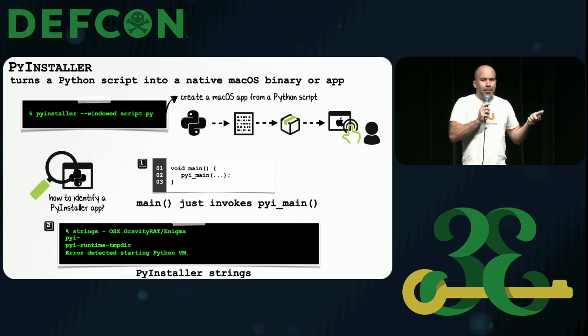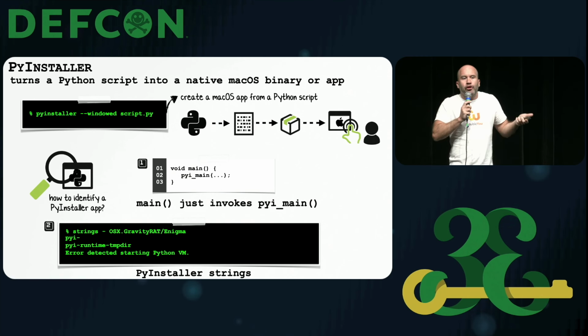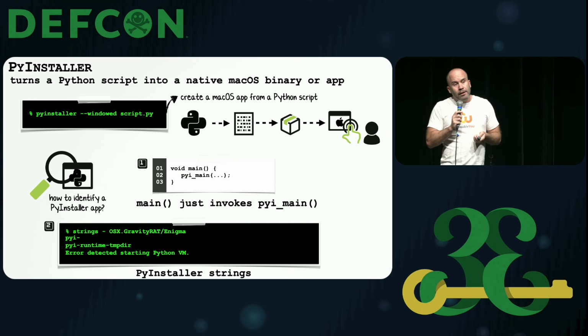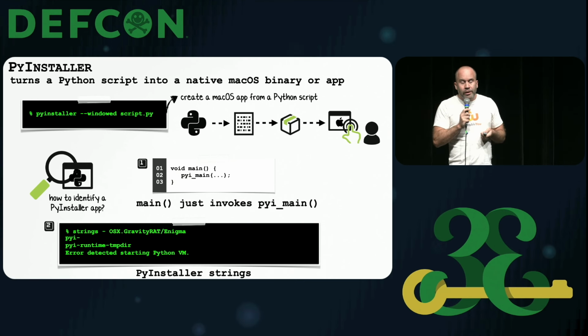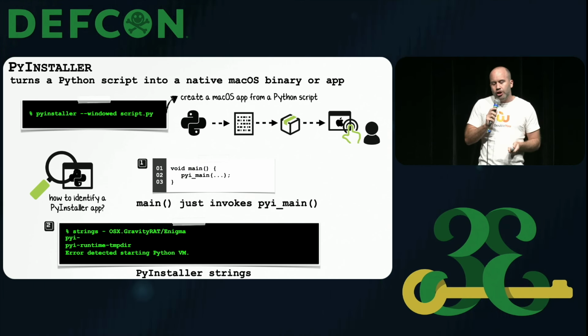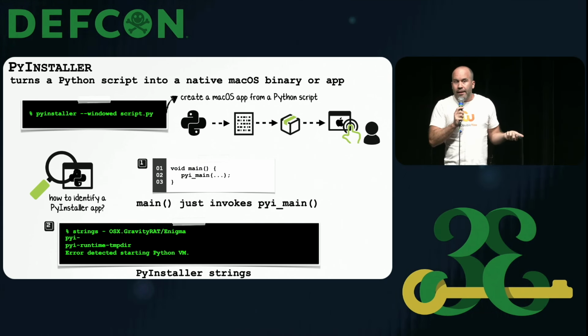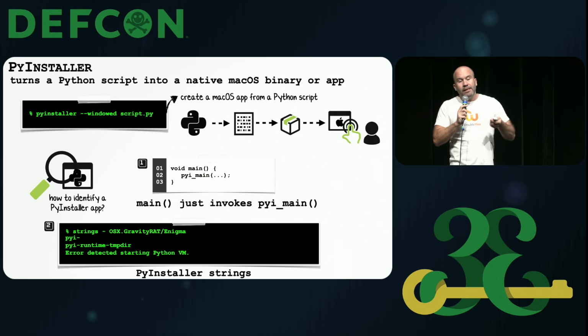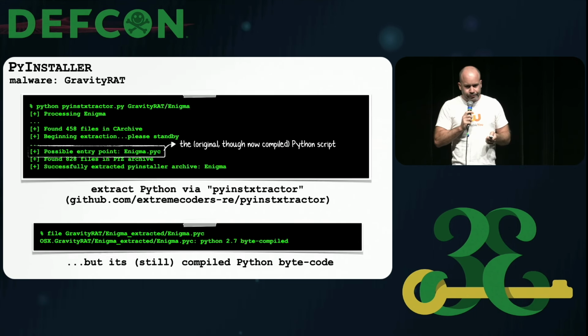So given an application or binary you're analyzing, how do you determine if it's been created via PyInstaller? Pretty quick. If you look at the main function, you can see it calls py_main. But again, we're trying to stay away from reverse engineering. So easier, just look at the embedded strings that you can extract with the strings utility, and you will see there are many PyInstaller related strings in the application.